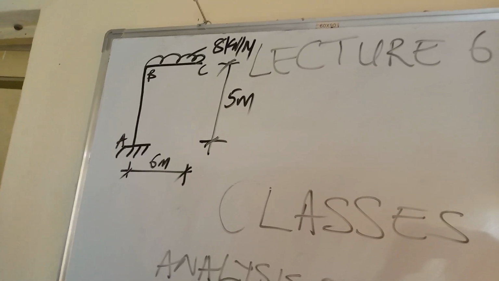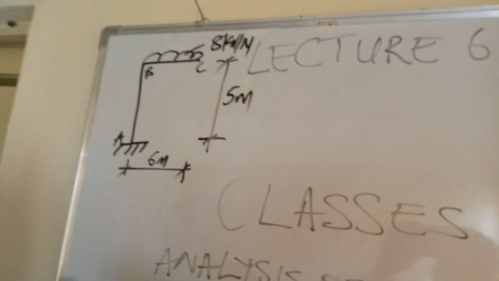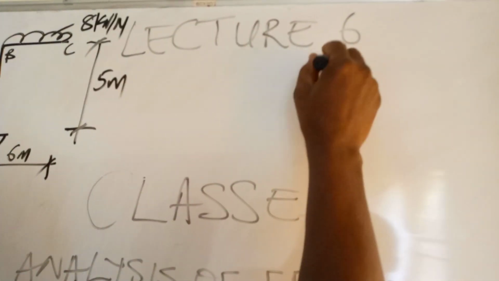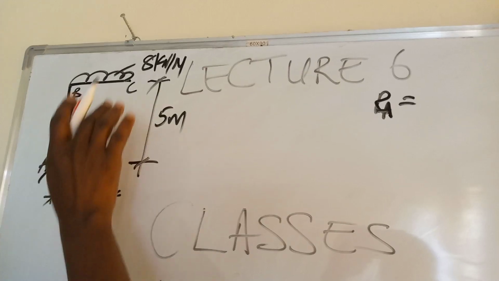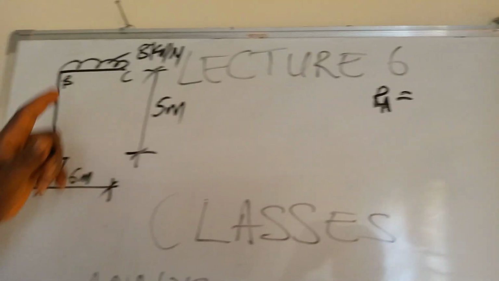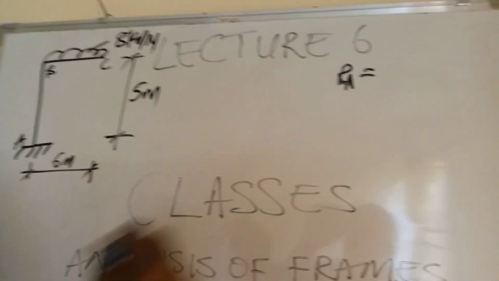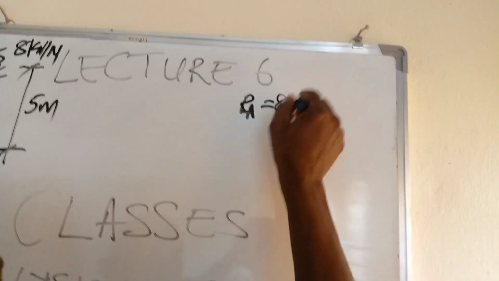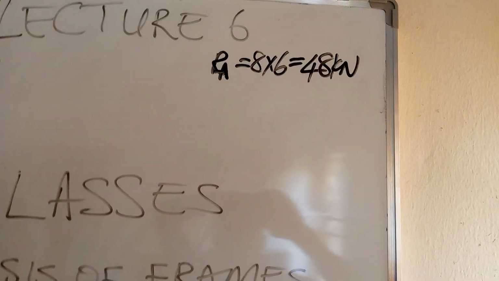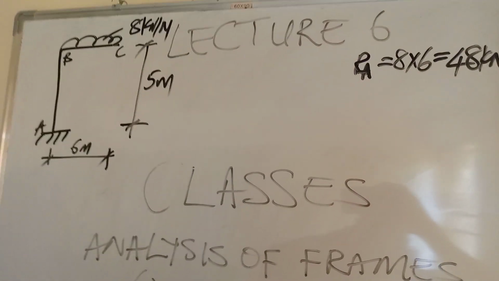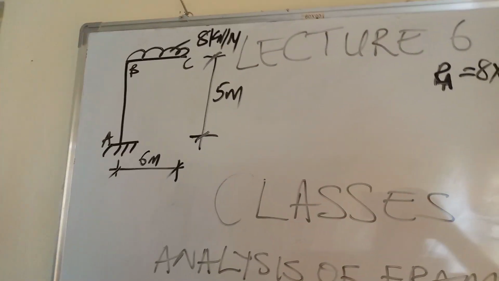So let's start with the bending moment. We are starting from point C. The reaction at A is the load, because it's only one support. The load is 8 kilonewton per meter, and there are 6 meters, so the total load will be 8 times 6, which is 48 kilonewton. That is the reaction at A. There's no reaction at C, because there's no support at C.